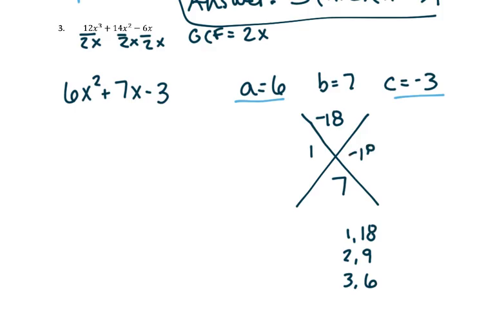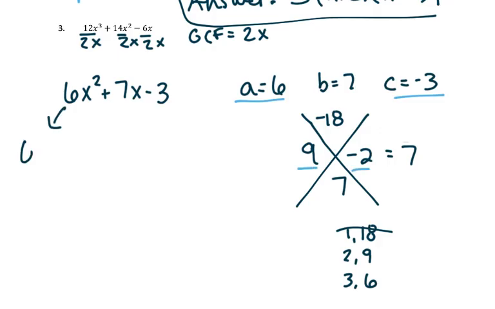So 1 minus 18 is negative 17. That's not what we want. So we're going to not use that combo. We're going to go to the next one. 2 minus 9 is negative 7. While that's super close, I want positive 7, so I'm going to do 9 minus 2 instead to get positive 7. So my combo is 9 and negative 2.